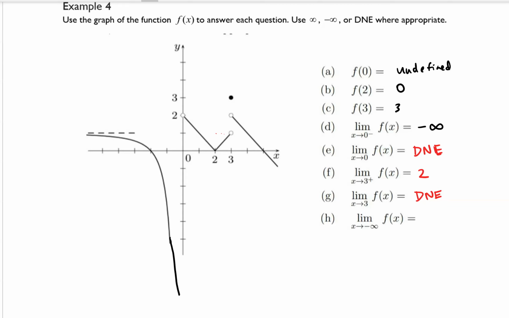Part H is kind of a preview into a future section, but we can still work on it. We're finding the limit as x approaches negative infinity. That just means, if the kid with the balloon continues to walk left on the x-axis forever, where is the balloon going? So here's the kid, and they're just walking left forever. Where is the balloon going? Hopefully you recognize this dashed line here indicates that there is a horizontal asymptote, and the balloon is getting closer and closer and closer to that horizontal asymptote, which has the value 1. So that limit is going to be 1.